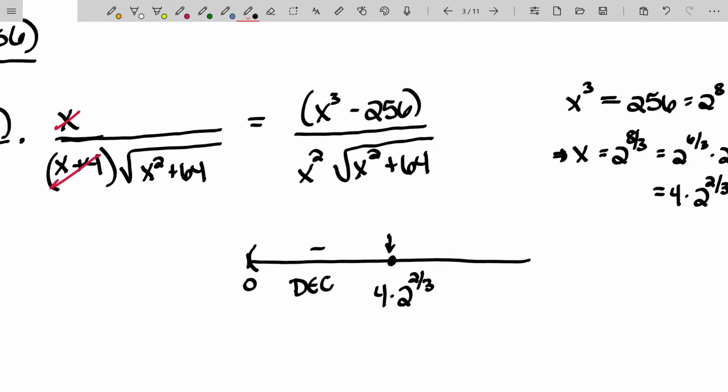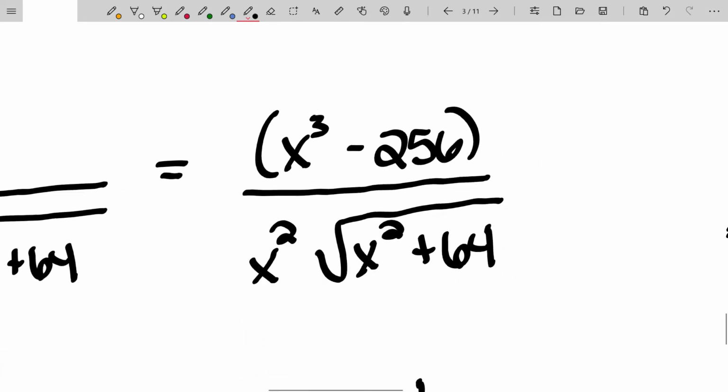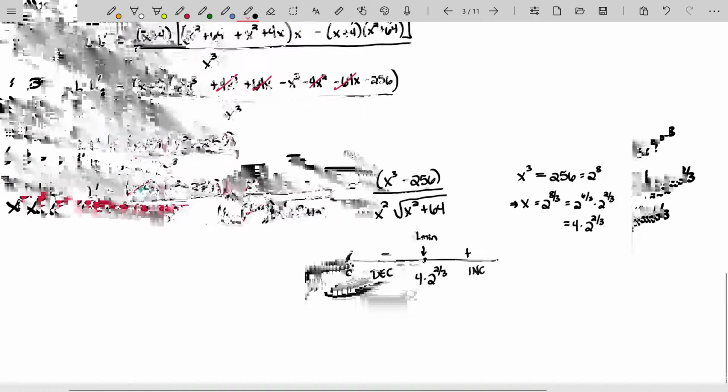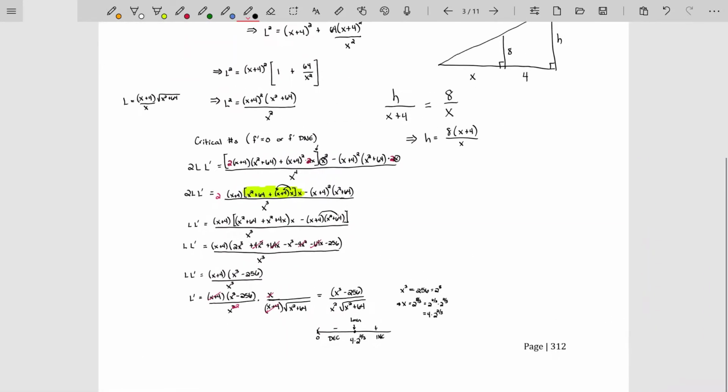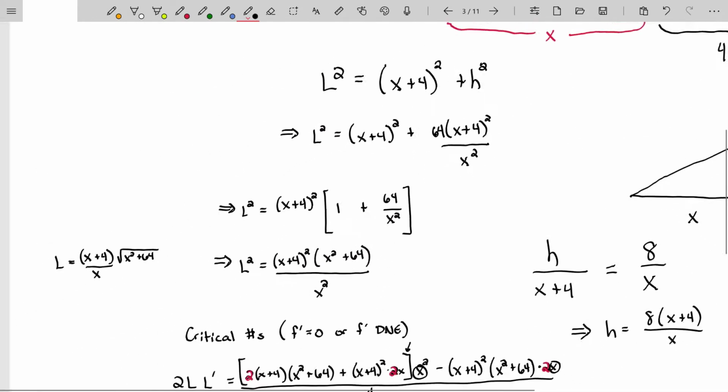After that point, you plug in any number greater than 4 times 2 to the 2/3. Try like 10 or something like that. 10 cubed is 1,000, minus 256 is positive, and the denominator is always positive. So over here, our function is increasing, and so we have found a local minimum, and it's the only minimum for this function because it's the only critical number for the function. And our function was continuous, way up here. There's our function, actually.